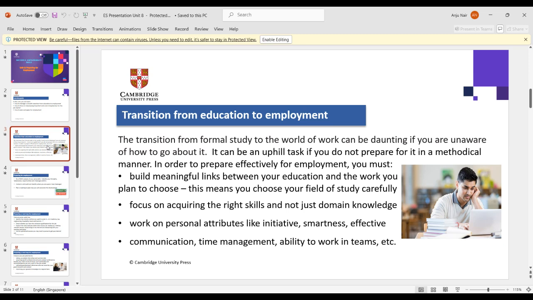Taking initiative, the ability to solve problems, managing your time properly. So you find that in the workplace, some of your colleagues or peer group members are taking a longer lunch time. You, being a responsible individual, can make them aware: your lunch break is only half an hour, but sometimes it extends to 1.5 hours. So make the other people know that they are responsible for their actions. Work on personal attributes like taking initiative, smartness or being effective. Then communication, time management, ability to work in teams, problem solving, self-management skills, etc.